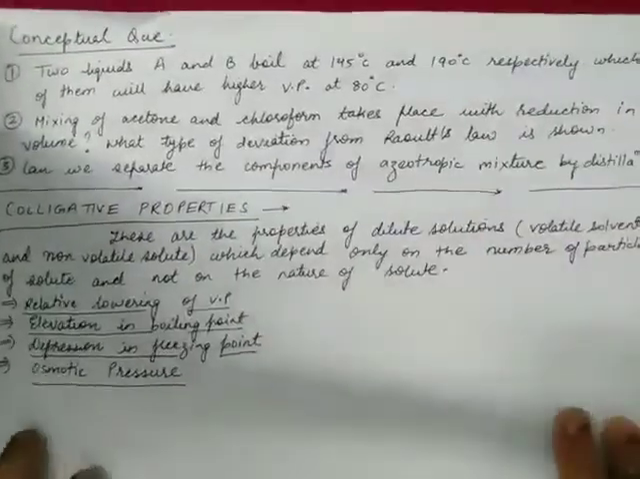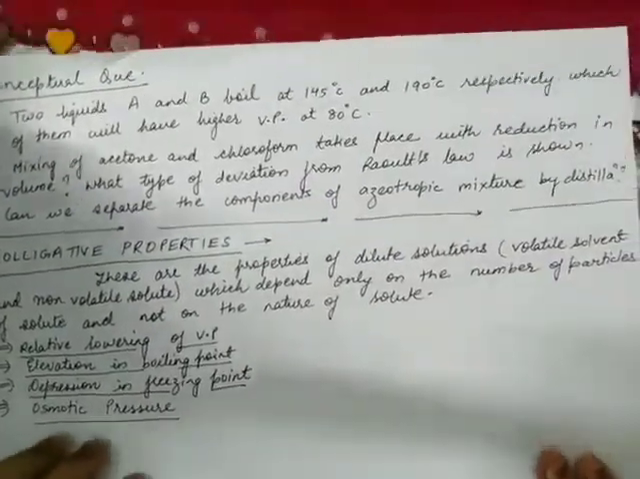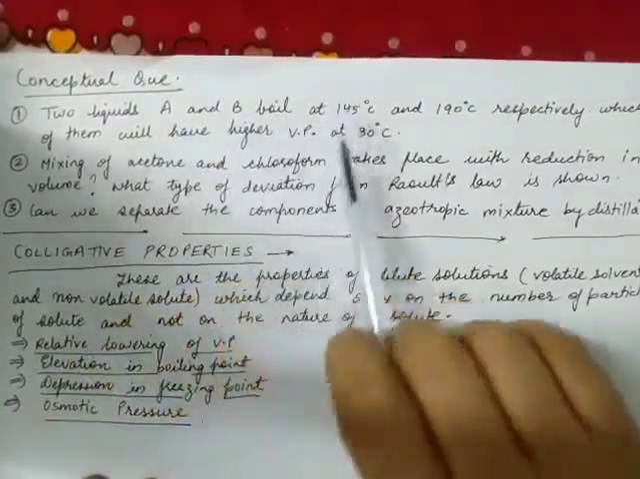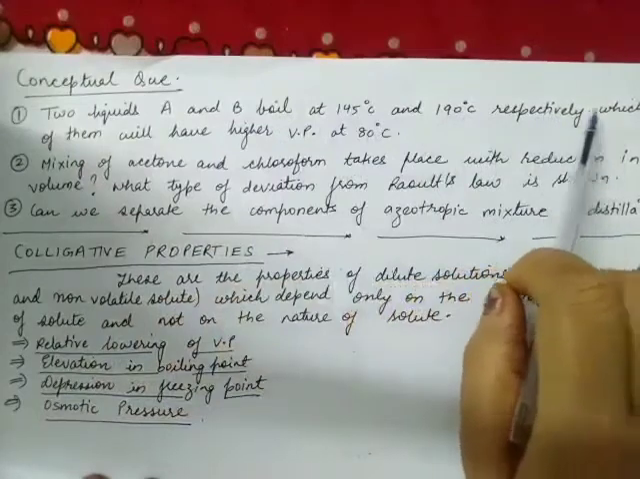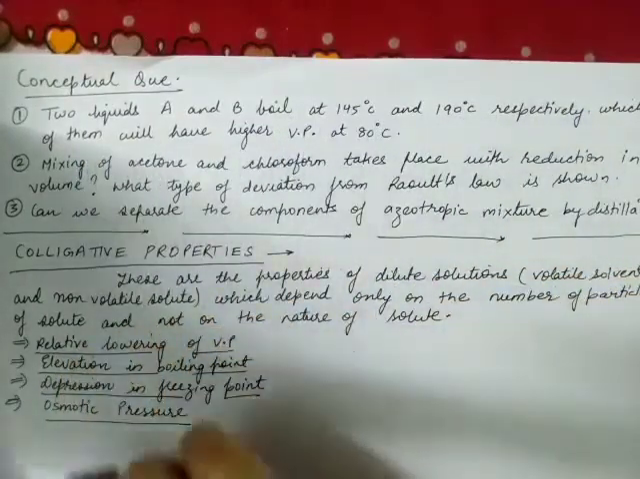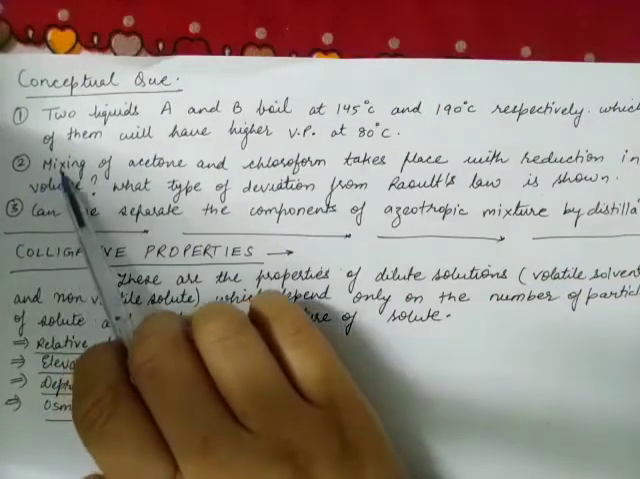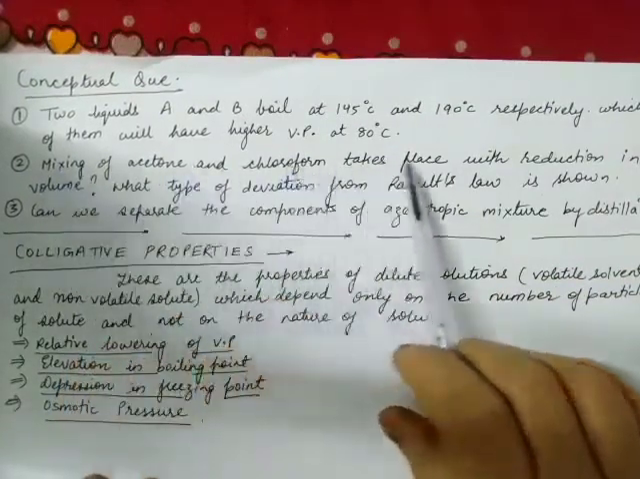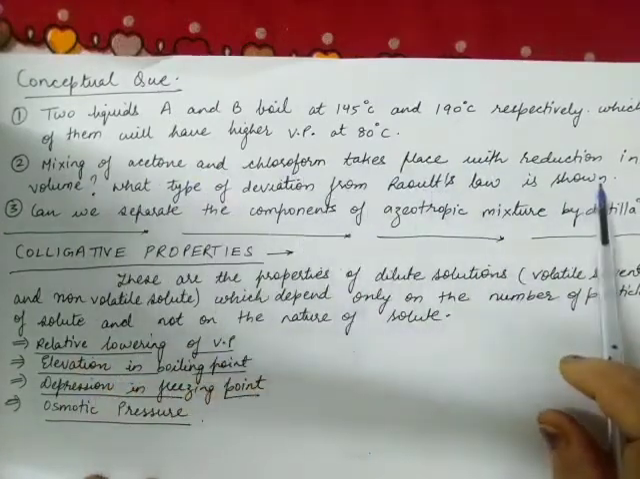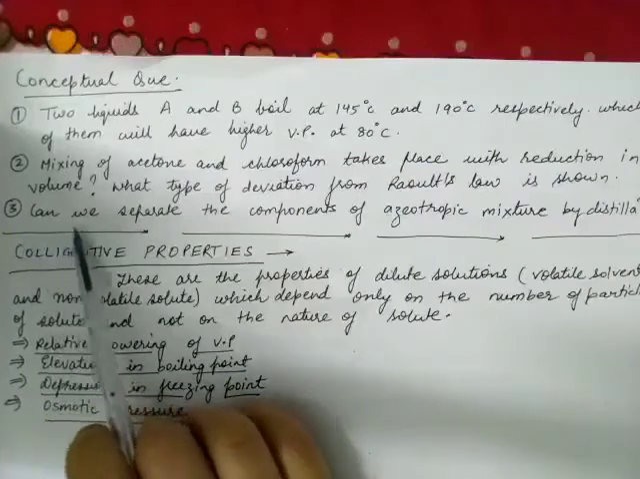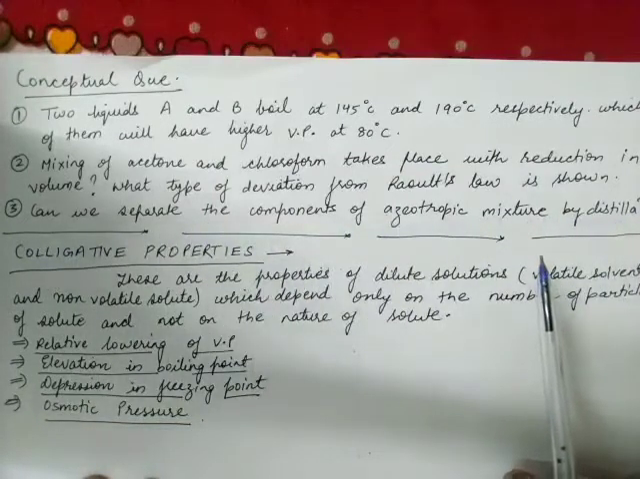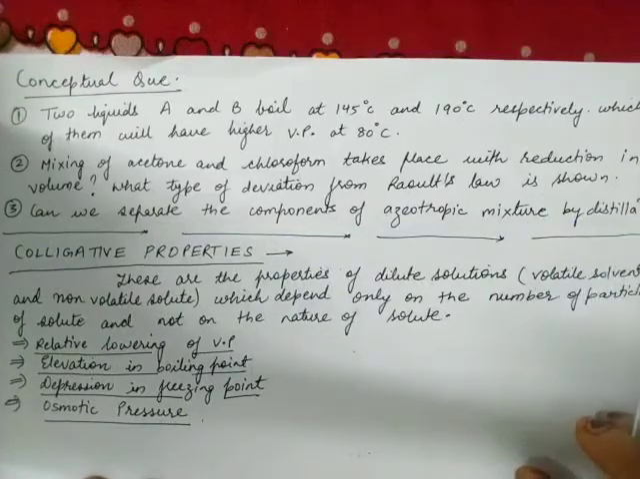Now there are some conceptual questions. You try to solve these questions. Now the first question is, two liquids A and B boil at 145 degrees and 190 degrees respectively, which has higher vapor pressure at 80 degrees Celsius? The second question is, mixing of acetone and chloroform takes place with reduction in volume. What type of deviation from Raoult's law is shown? And the third is, can we separate the components of an azeotropic mixture by distillation? So these are three conceptual questions.